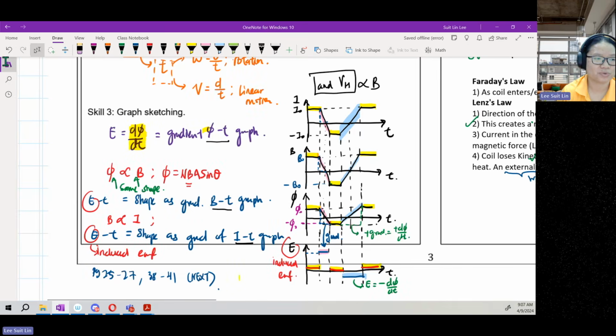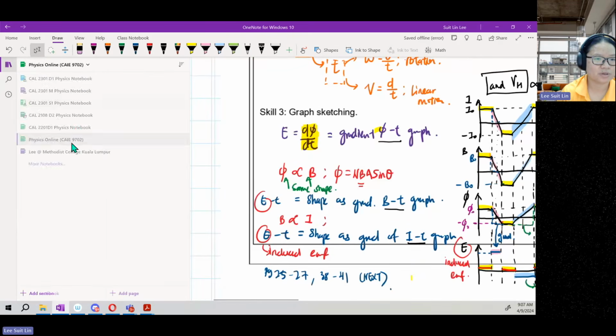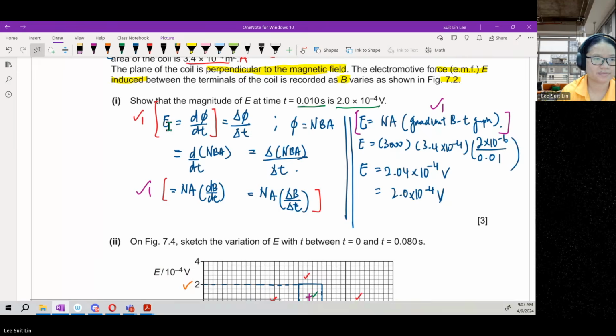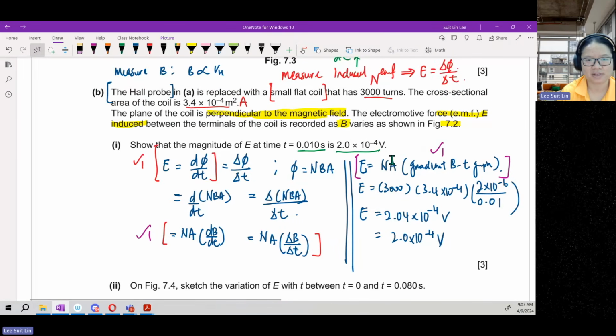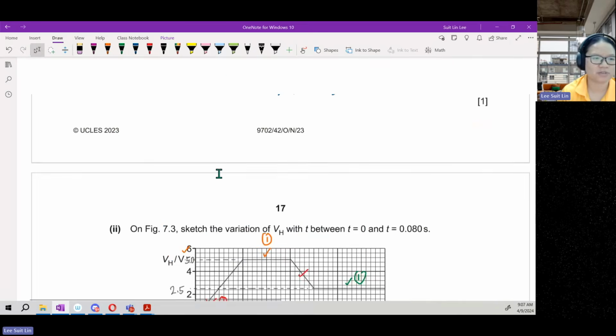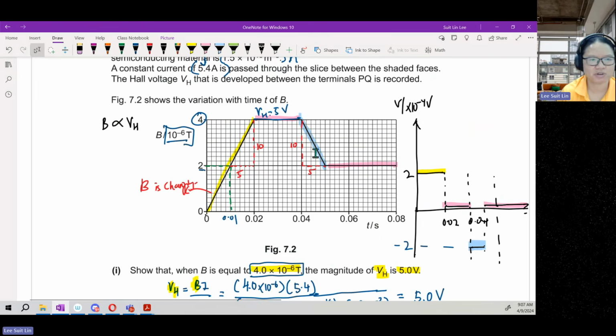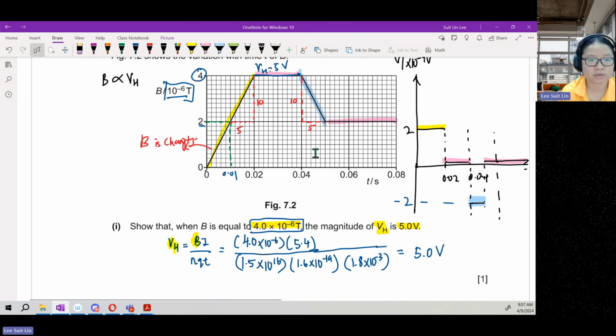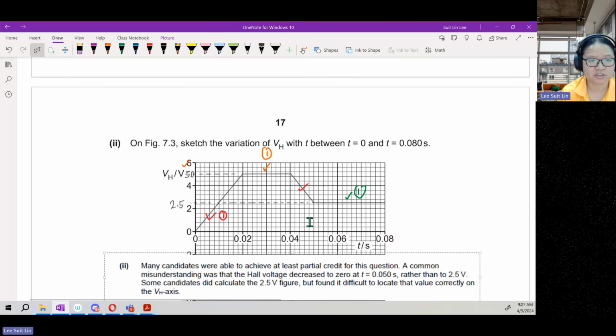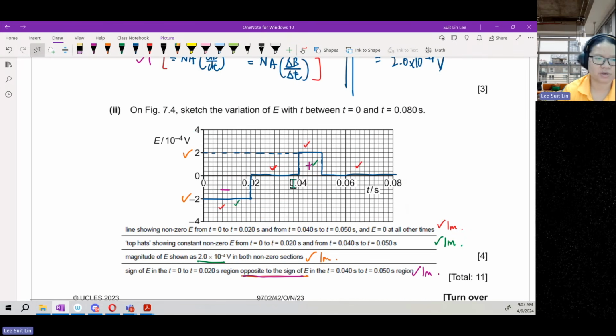Okay, so we can see that calculation quite clearly here. Induced EMF is a constant times the gradient of the BT graph. I use the BT graph because that's the graph I have. If they give me another graph, then I adjust the equation accordingly. Use the question to help. And then after that, VH copies the same shape, hence proportionality. And then this one is the gradient.